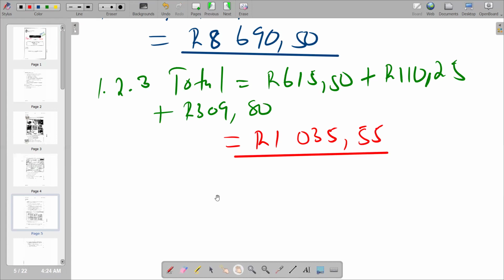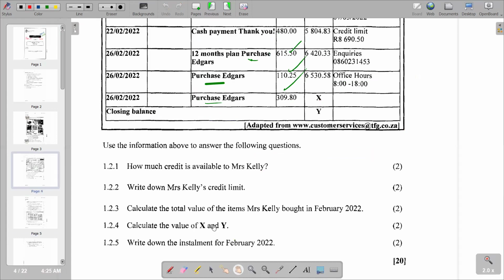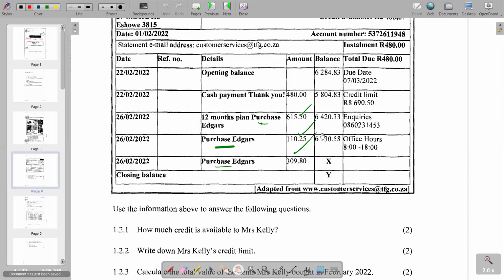I will check on the next question, which is saying calculate the value of x and y. We are having our x, we are having our y. So obviously, to get to our X, we have got 6,530 rands 58 cents as the last balance that we have. And you check what transpired on 26 February 2022. You see that there is a purchase which took place, which is going to increase the balance. So you're going to say 6,530 rands 58 cents plus 309 rands 80 cents.